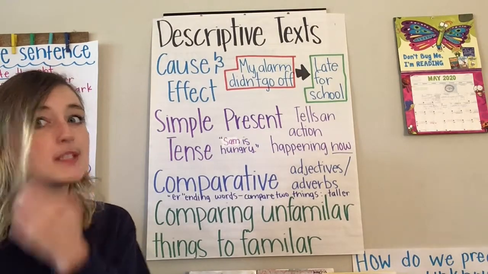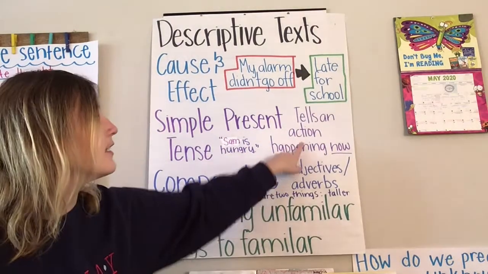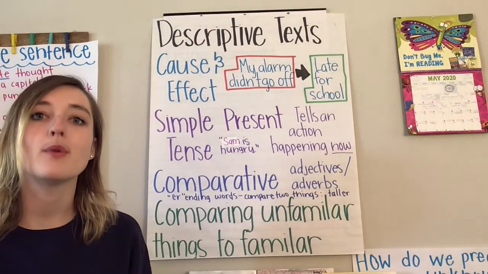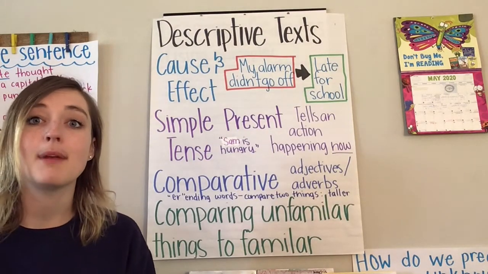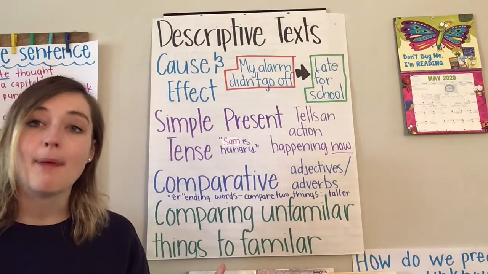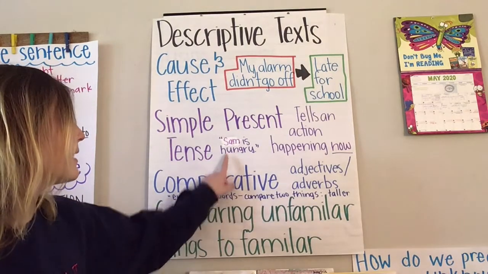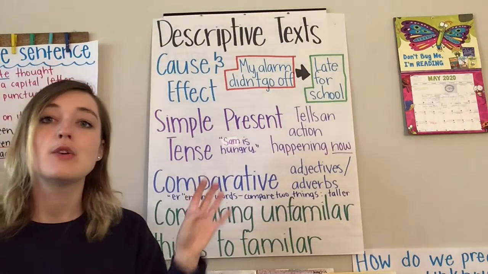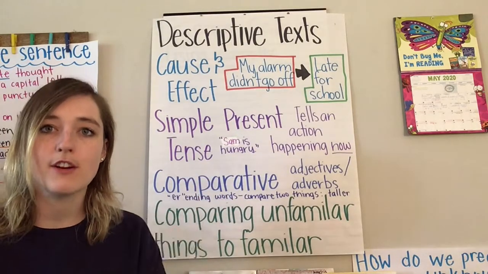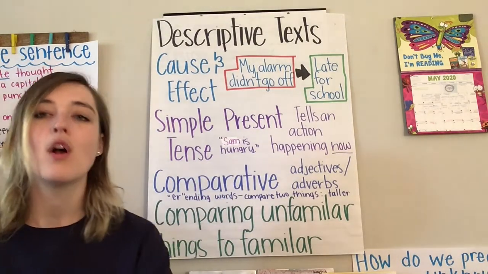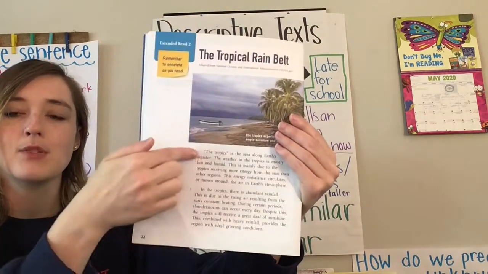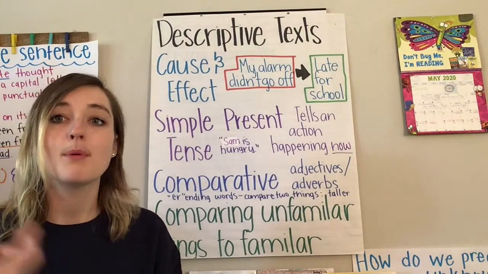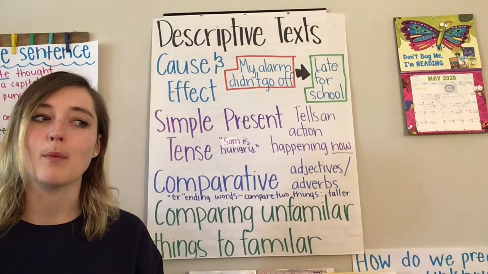Number two is called simple present tense. So this tells the action that is happening right now. In the words and descriptions that they're using, they're talking about things that are happening right now and not in the past or not in the future. So an example is Sam is hungry. Using the word is, the verb, sets it in the now. So when we're reading our tropical rain belt, we'll go find examples in our text right here where they use simple present tense verbs, meaning it's happening right now.